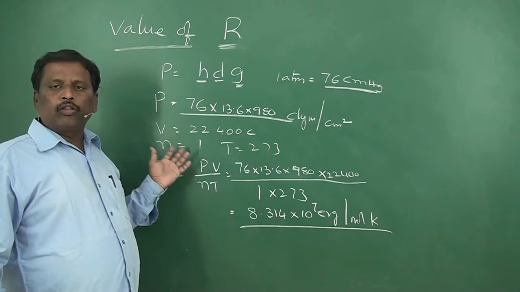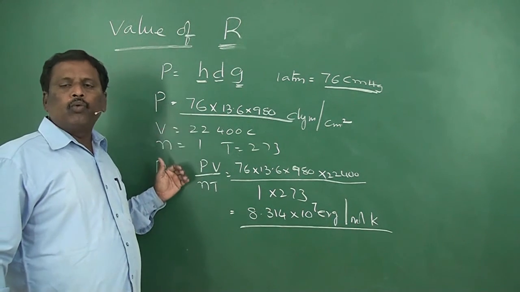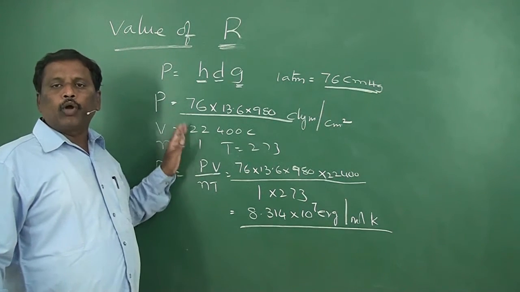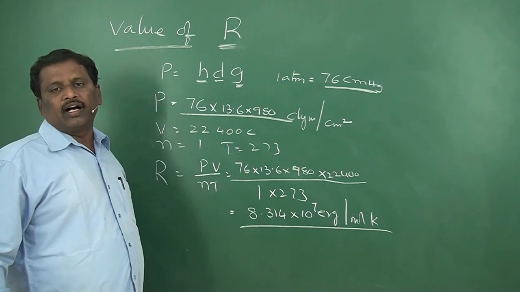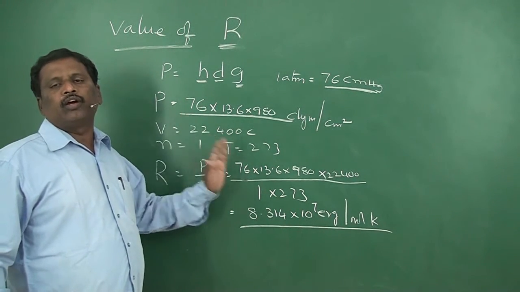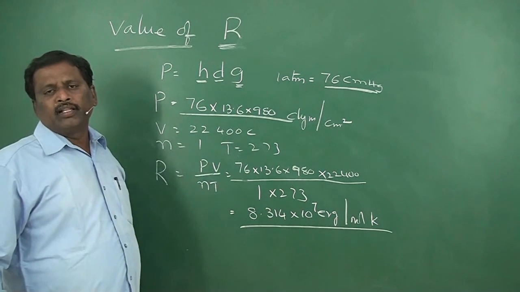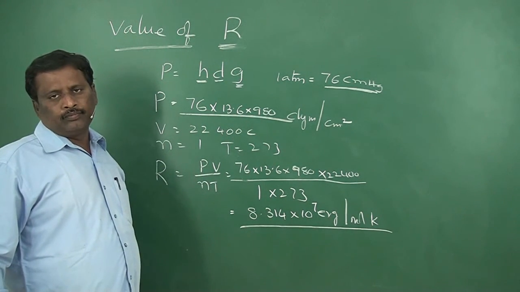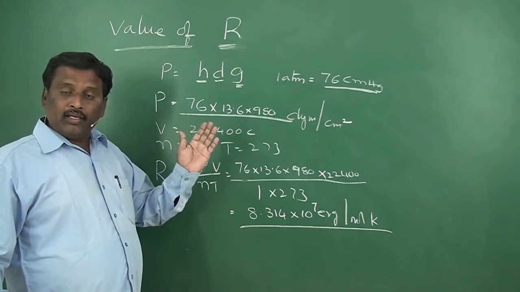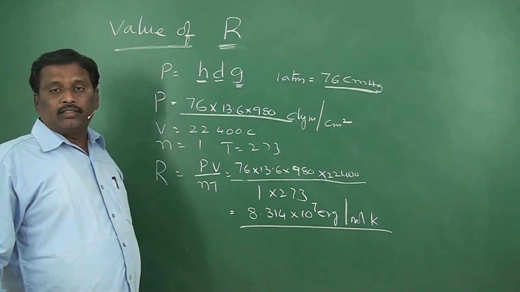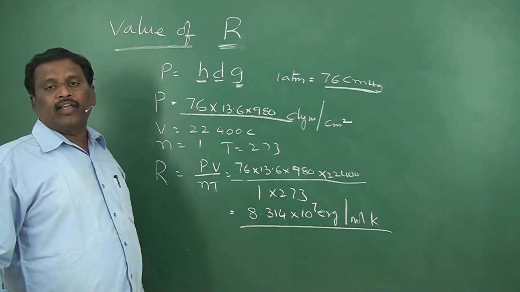When we are doing problems with the ideal gas equation, you should be utmost careful about the units of pressure and volume. Of course, in all cases we will use temperature in the absolute scale. The only thing is pressure and volume should be taken in proper units. Based on those units only you have to consider the R value. Then only it stands for the ideal gas equation. It is very important.